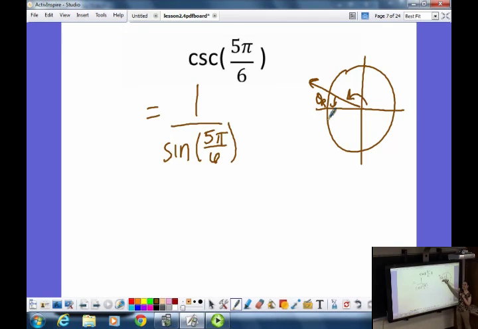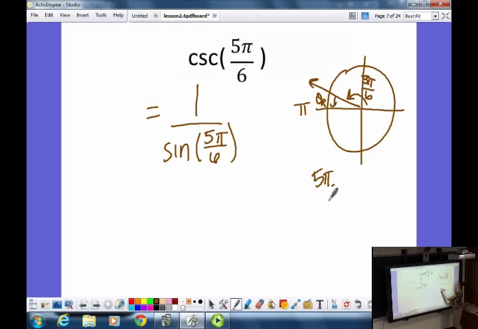How did you find the angle of this reference angle? If this is 5 pi over 6, and we know this right here is pi, how can we find this measure? Subtract them. Subtract what from what? Pi from 5 pi over 6. Yeah. Pi from 5 pi over 6? 5 over 6 minus 1. Pi. Minus 1? Minus 1 pi.